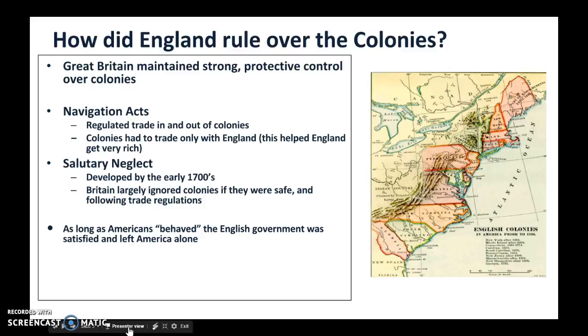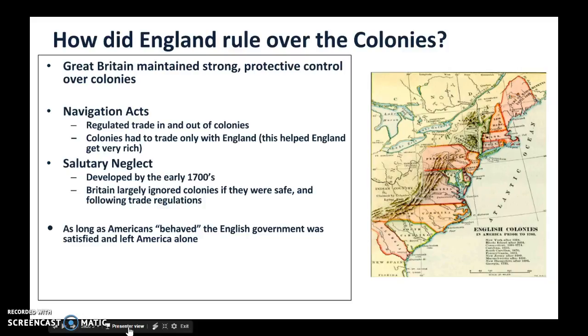The purpose behind this is to make sure that colonial trade benefited England, and this helped England get very, very rich off of the resources that America had to offer and the market that America gave them as a place to trade goods. This worked pretty well. Both sides of the ocean, England and America, were satisfied with this.